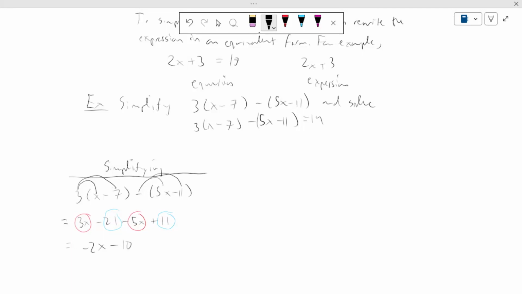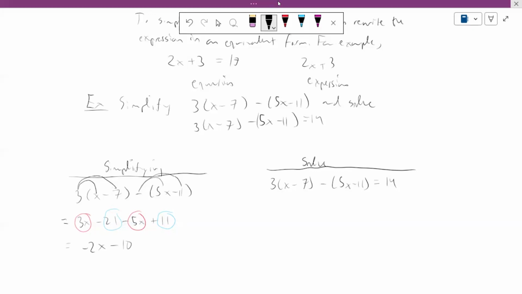Now that we've simplified that expression, let's go to the other part of the problem where we're going to solve this equation. So we're going to solve 3 times x minus 7 minus 5x minus 11 equals 14. And we're going to compare and contrast, see how things differ from the 2 different things that we're doing in this problem. So we've already simplified the left-hand side. We know that 3 times x minus 7 minus 5x minus 11 is the same thing as negative 2x minus 10. Exactly the same thing.